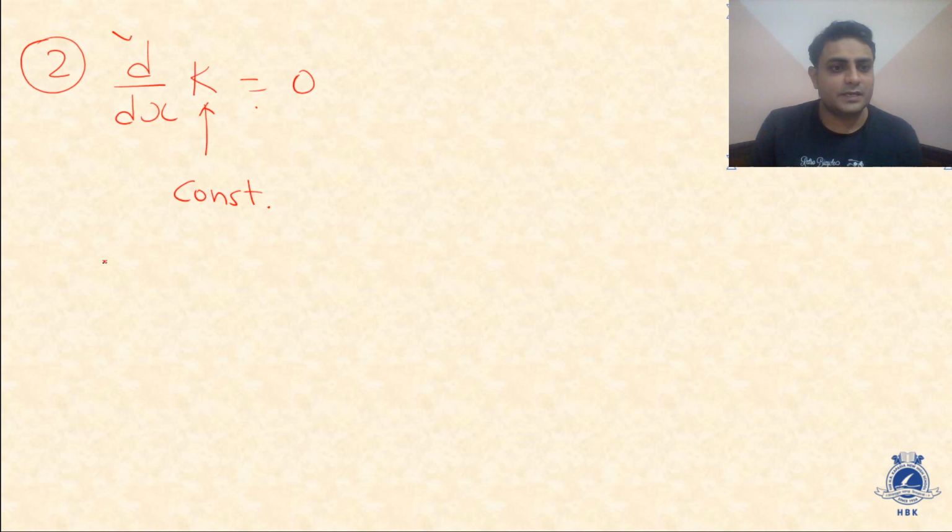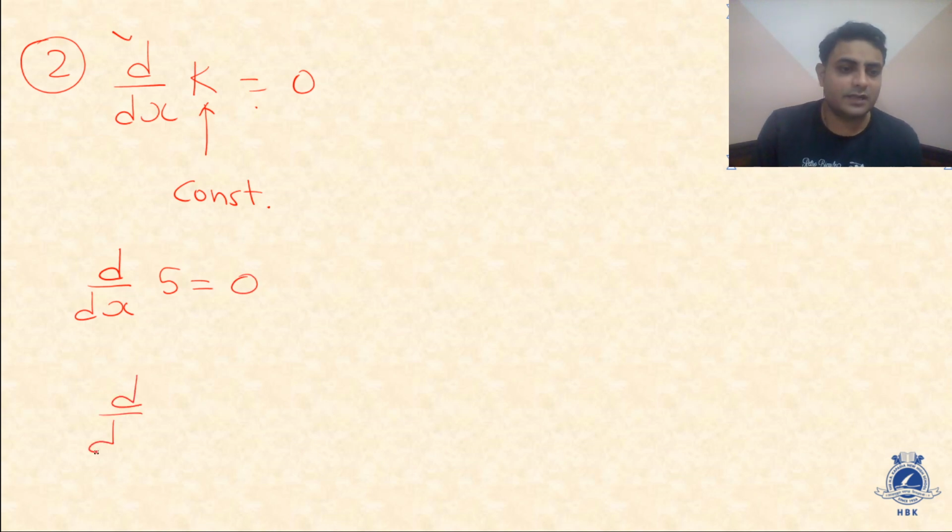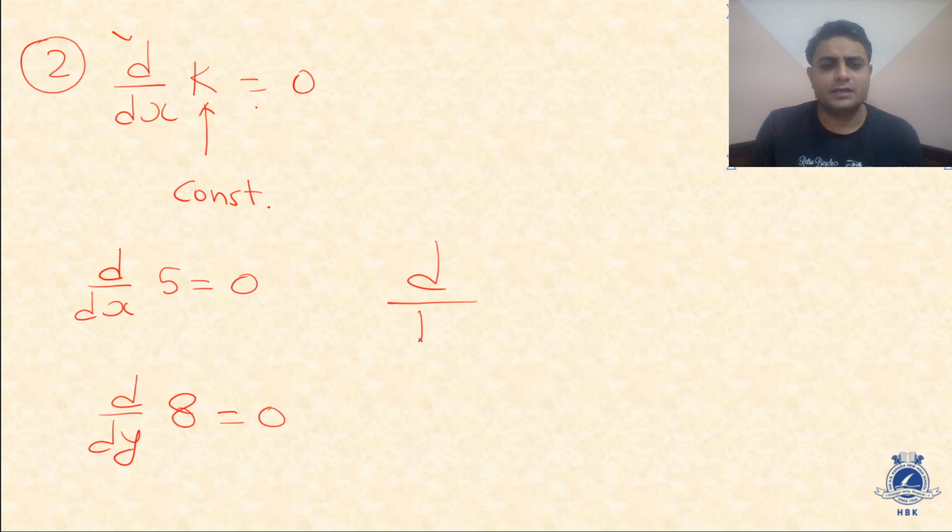Similarly, if we have d by dx of 5, a number cannot change by any means, we'll have the answer to be 0. Again, d by dy of 8 or whatever number you like, d by dt of pi is also a number, the answer will be 0. So for a constant, the answer will always be 0. So this was the second formula.